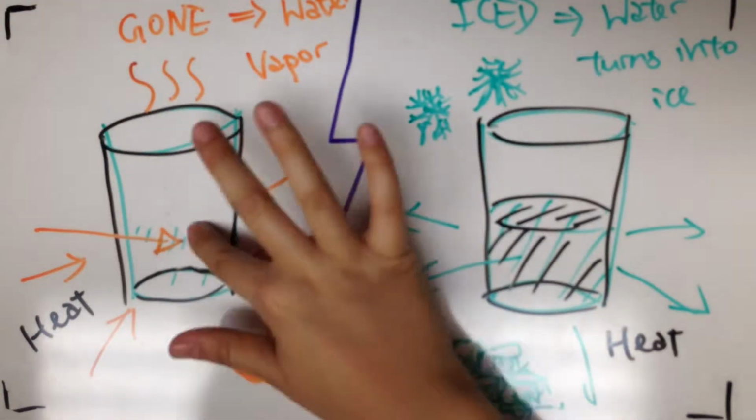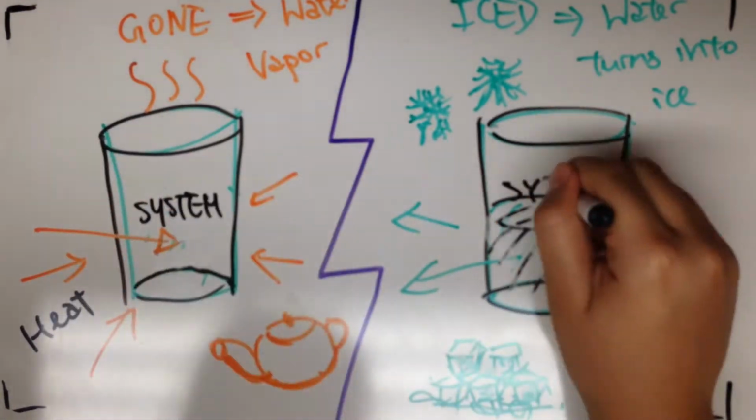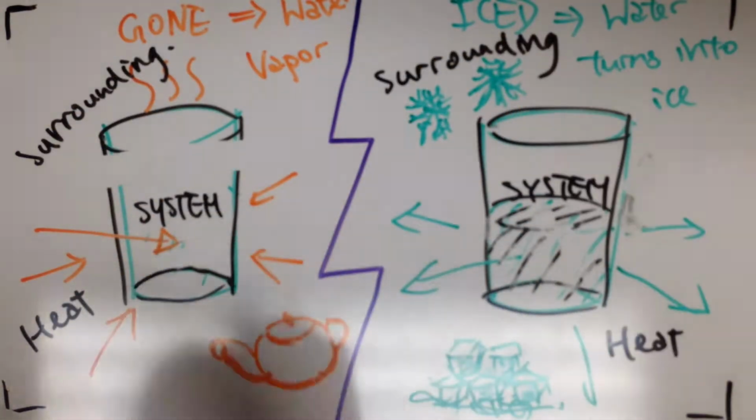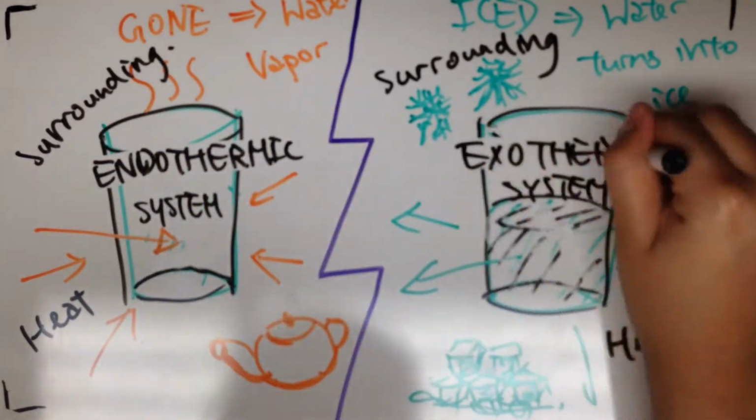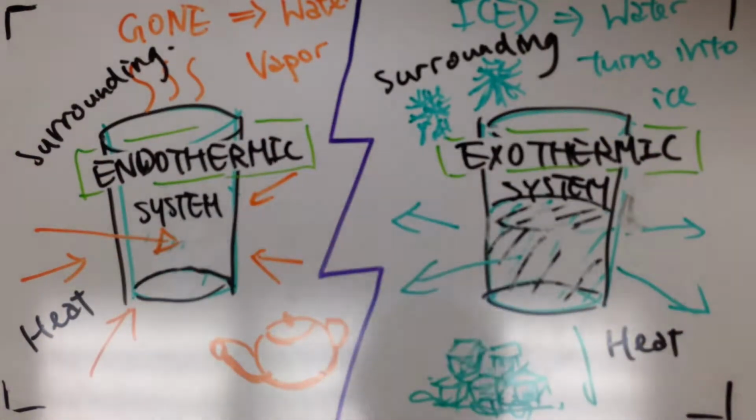If we label the water in the cups the system, and elsewhere the surroundings, heat is entering the system on the left, making it an endothermic process, while heat is exiting from the system on the right, making it an exothermic process.